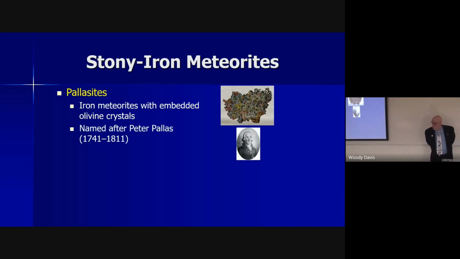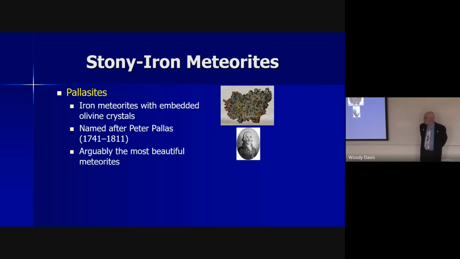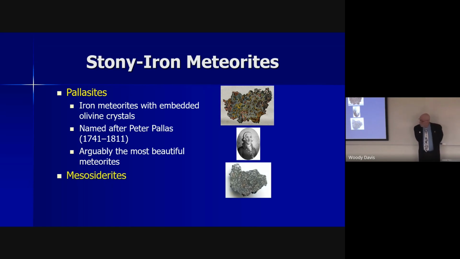Now, pallasites are named after a scientist named Peter Pallas, who was the first to analyze one that was found in Russia in the mid, or later, 1700s, I should say. And so these pallasites are arguably the most beautiful meteorites, and many of them are used for jewelry. The other type of stony iron meteorite is called the mesosiderite, and these are about half stone and half iron.